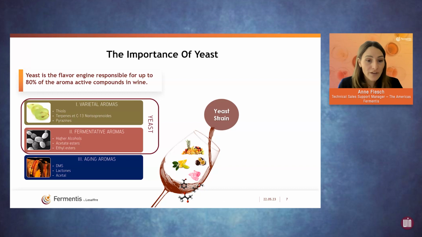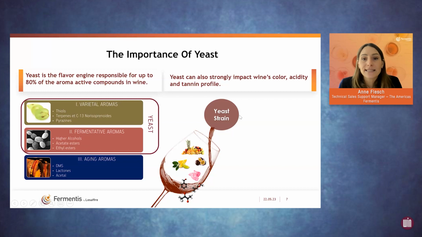What's interesting is that yeast has a very strong impact on both varietal and fermentative aromas. The yeast strain that you choose will have more or less of an impact on the intensity and the profile of esters and of thiols that your yeast can release. We also know that yeast has a strong impact on wine's color, acidity, and tannin profile. So we'll talk about this also in this webinar.